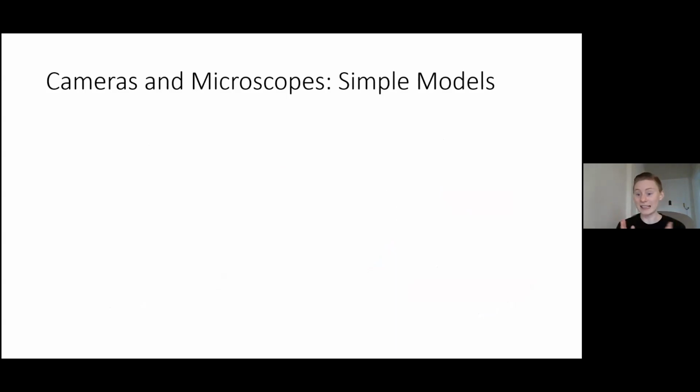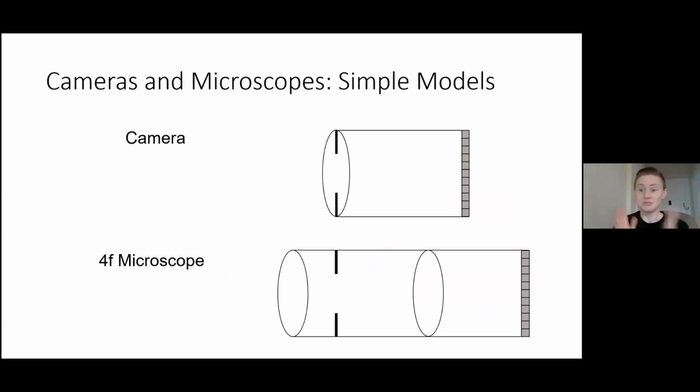So we'll start out by defining simple models of what both cameras and microscopes are. So here's going to be my very simple model that I'll use. A camera is a lens with an aperture placed in front of a photosensor. And for microscopy, I'm going to be talking about mostly 4F microscopy, application-wise looking at mostly phase microscopy. So for a 4F system, you have two lenses, and they're separated from the object, the aperture, and the photosensor by a distance that matches the focal length of those lenses. So it's a little bit of a more specified, complicated beast.